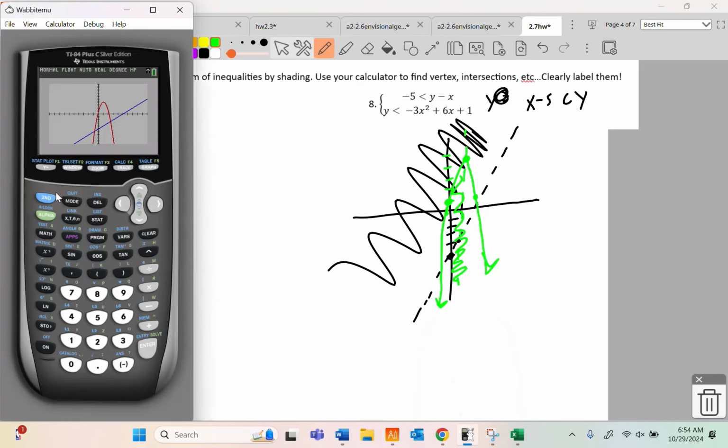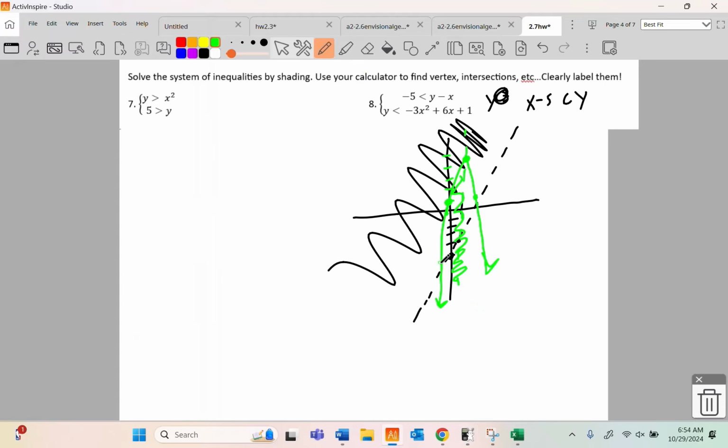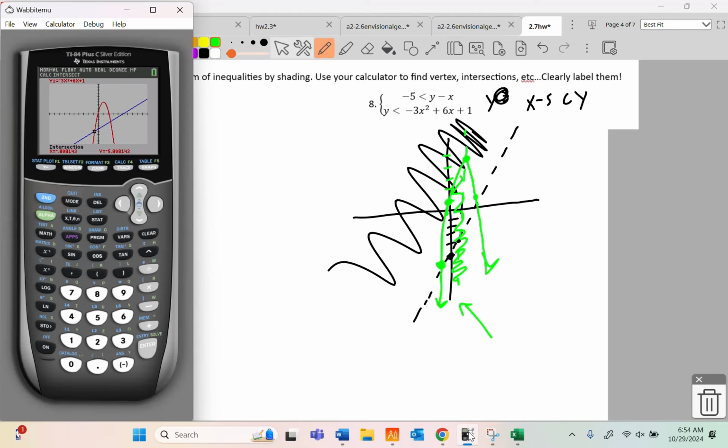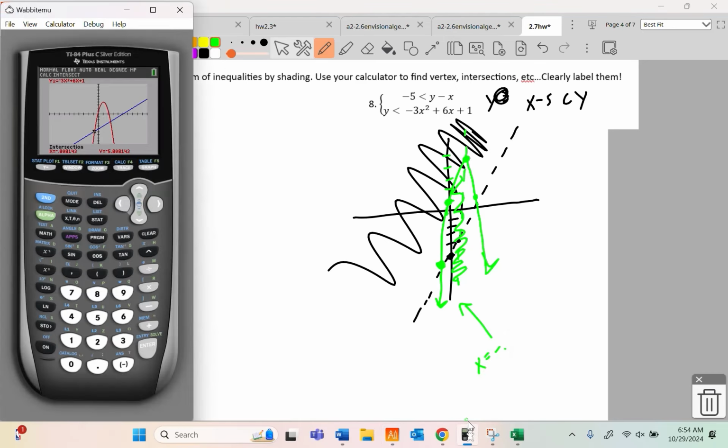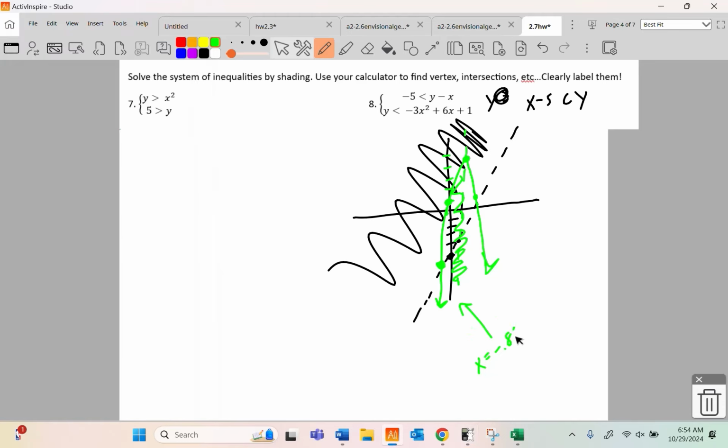So let's see here. We have second, trace, 5 for intersect. Get your cursor close and press enter 3 times. Enter, enter, enter. So there is an x value of 0.8081. That's your left boundary. Your right boundary is going to be right here.